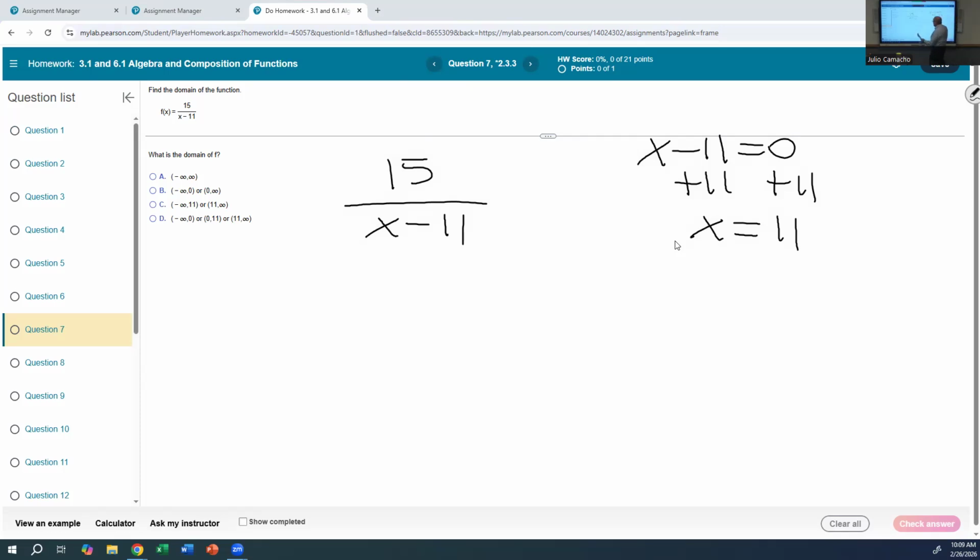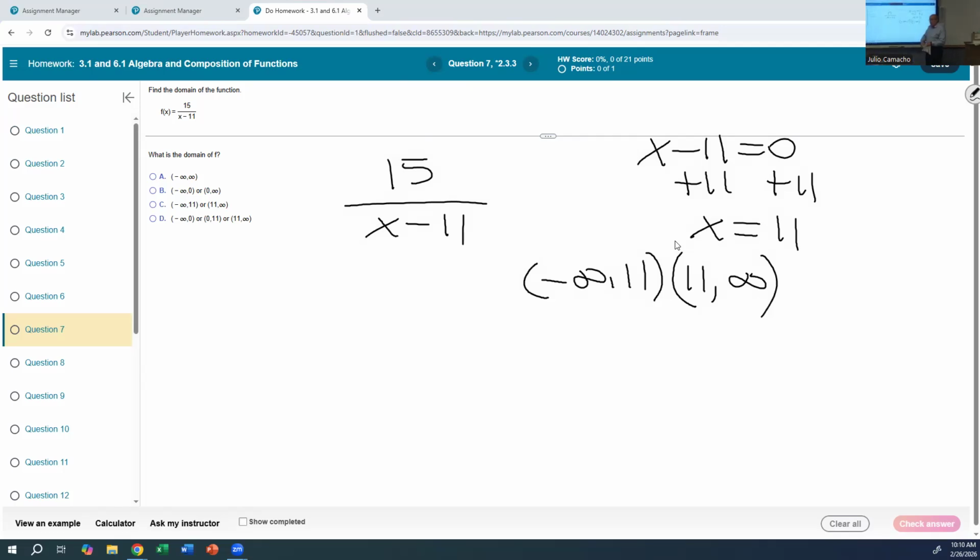So which one will be the answer? A, B, C, or D? Would it be C? Exactly, because you need to come from negative infinity and stop at 11, because 11 is excluded, and then you go from 11, comma, all the way to infinity. Any real number can be input in this equation except 11.